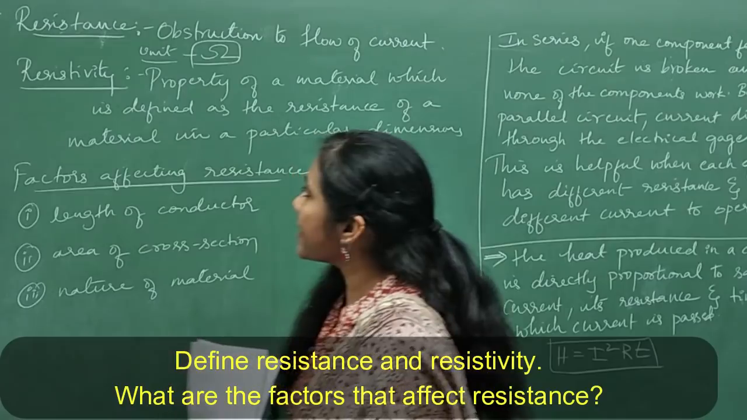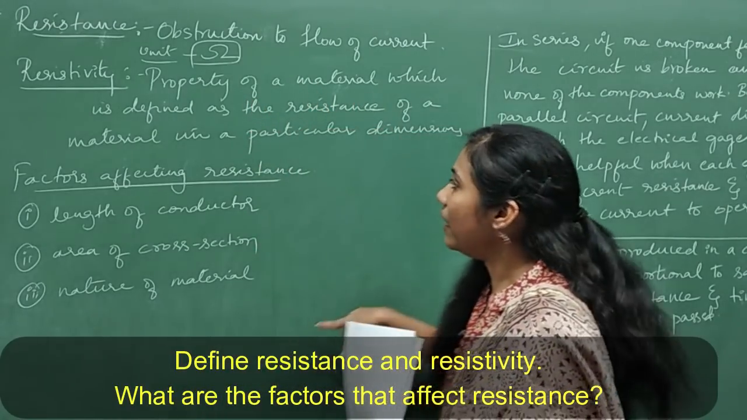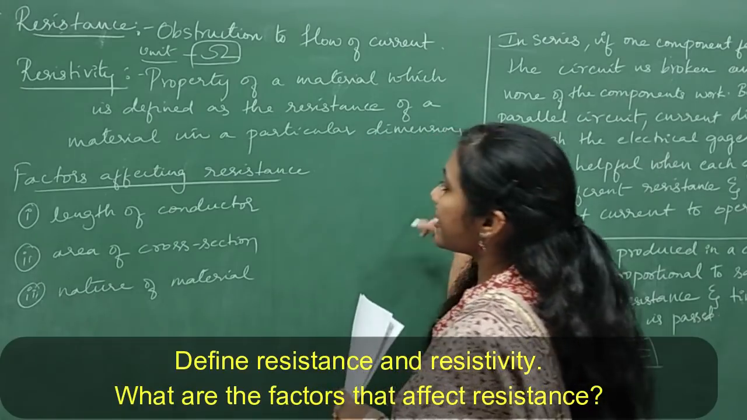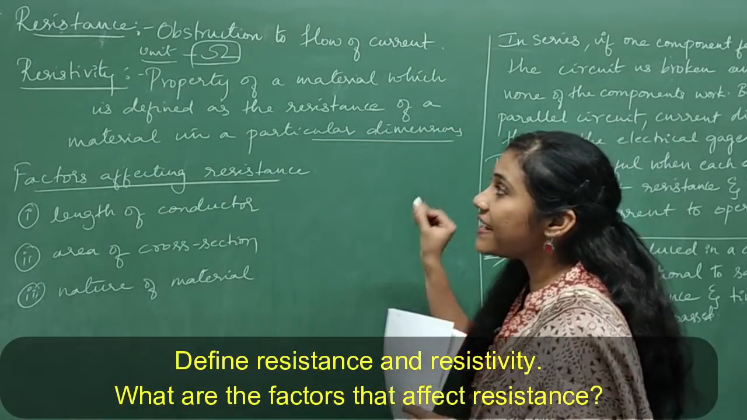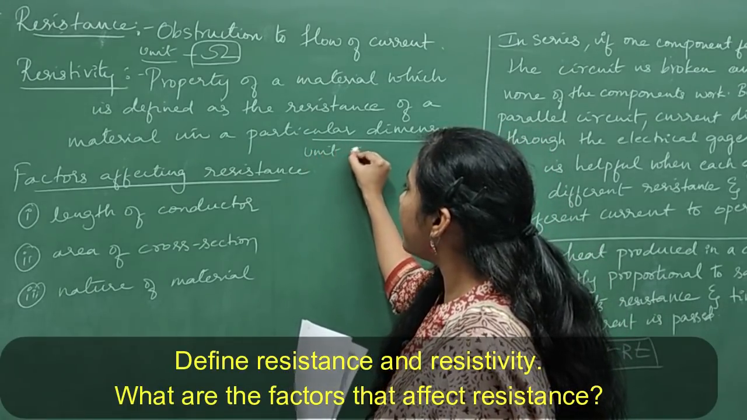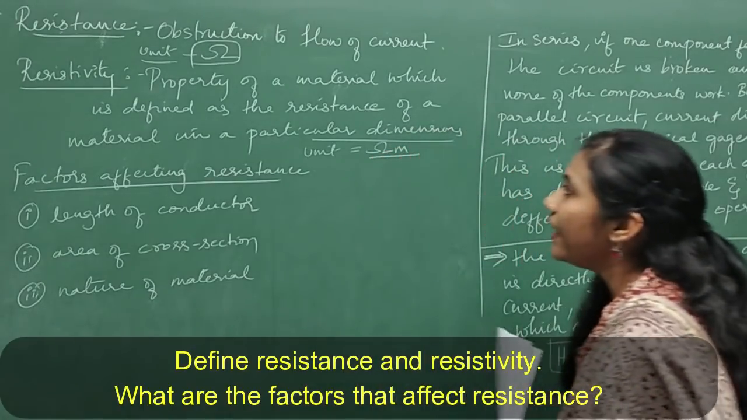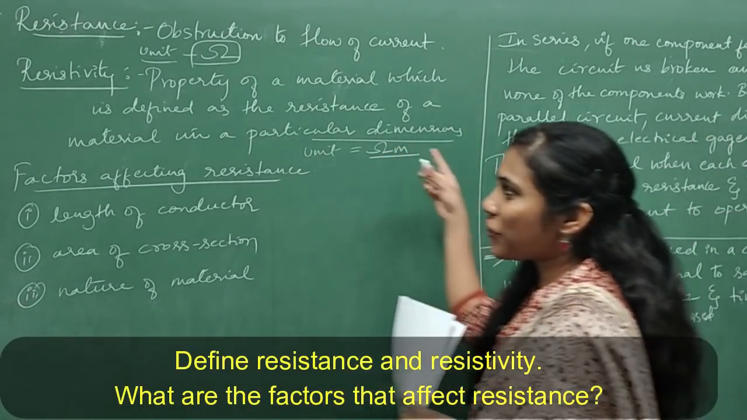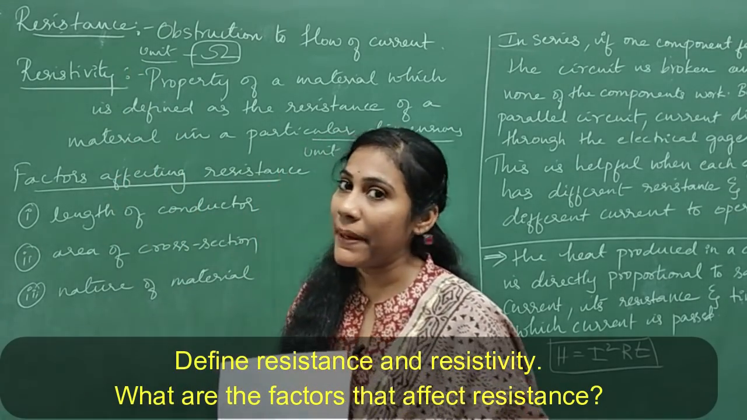And coming to the resistivity. Resistivity is a property of a material, which is defined as the resistance of a material of particular dimensions. And the resistivity unit also you have to remember, that is ohm-meter. Asking a definition of resistivity is very rare, but the resistance you have to remember.